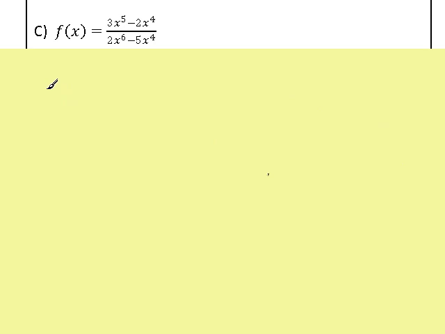Okay, let's look at C. So again, the same way we're going to say as x goes to infinity, and we're only looking at highest order terms here and here. Okay, so we have 3x to the 5th over 2x to the 6th. Reduce that. That reduces to 3 over 2x. So we end up with an x in the denominator. So the denominator is getting very large, and this is going to 3 over something very large, so that goes to 0.